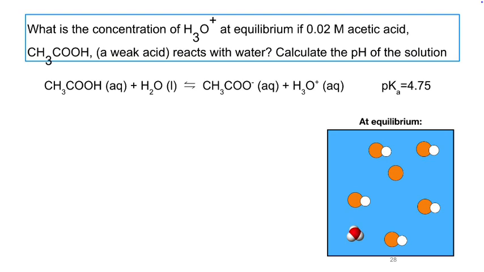So what's the concentration of H3O+ at equilibrium? If 0.02 molar acetic acid reacts with water, calculate the pH of the solution. Okay, it is a blue box. Should we just let you run with it? Yeah. Okay. Start putting something together to kind of work your way through it.